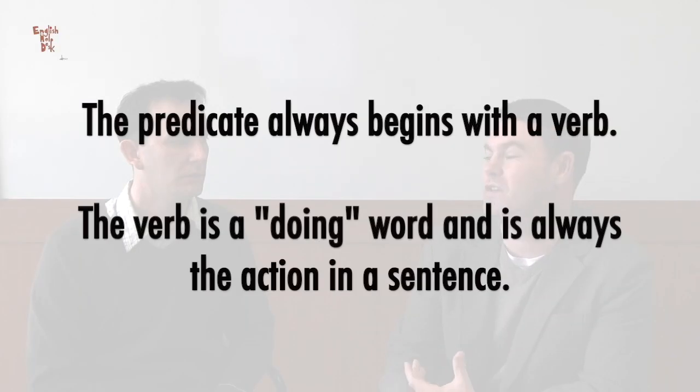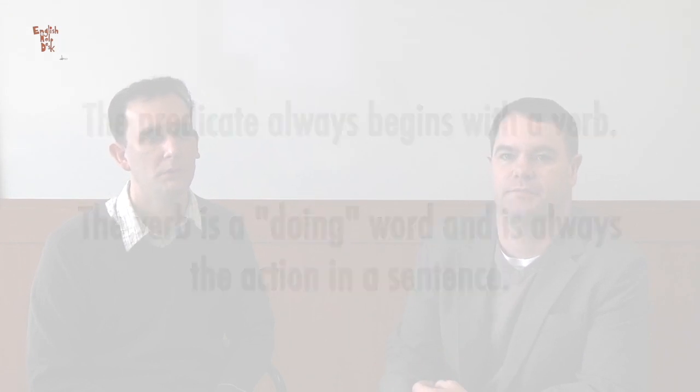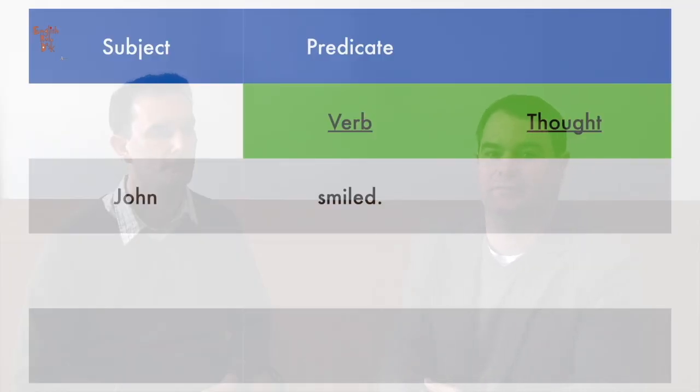Okay, let's break this down. A predicate always begins with a verb. The verb is a doing word and is always the action in the sentence. Study is a verb because it is an action or doing word. In fact, some sentences are just this, a subject and a verb. For example, John smiled.